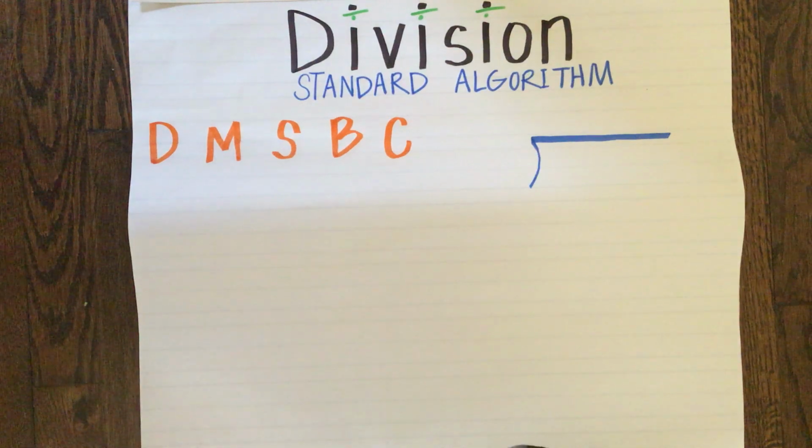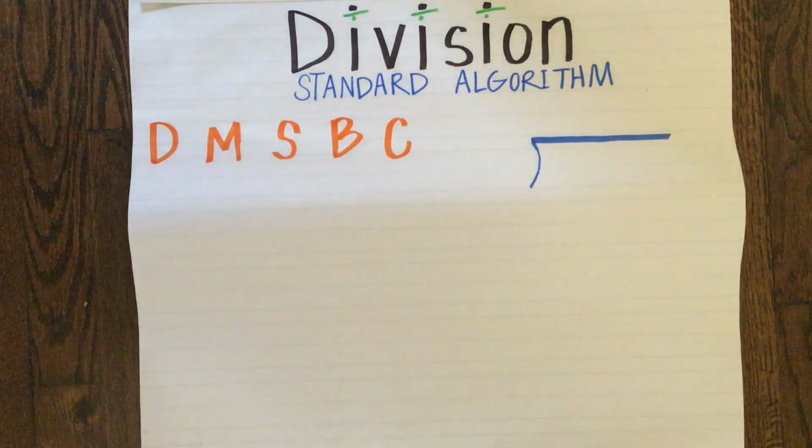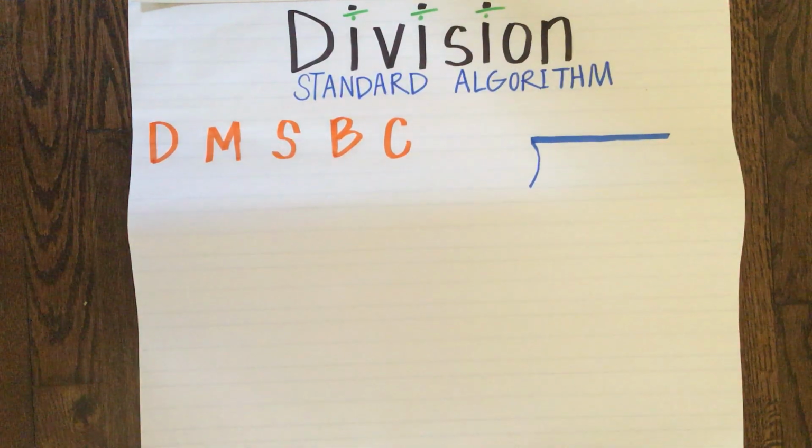Today we are going to be continuing solving problems using division. However, instead of using models, the area model we were using last week, we are going to be using the standard algorithm. Standard algorithm is just a fancy way of saying that we're going to follow a series of steps. This should be a review for most people.